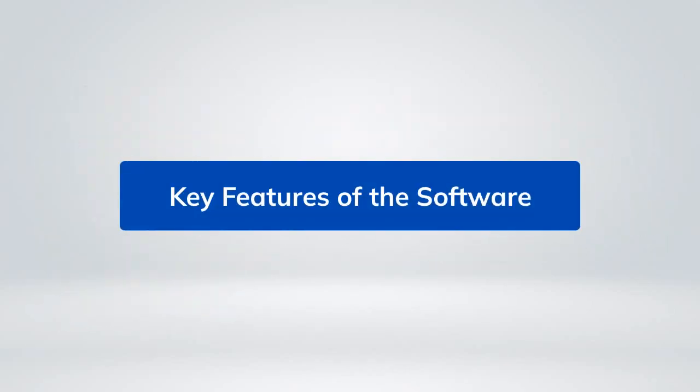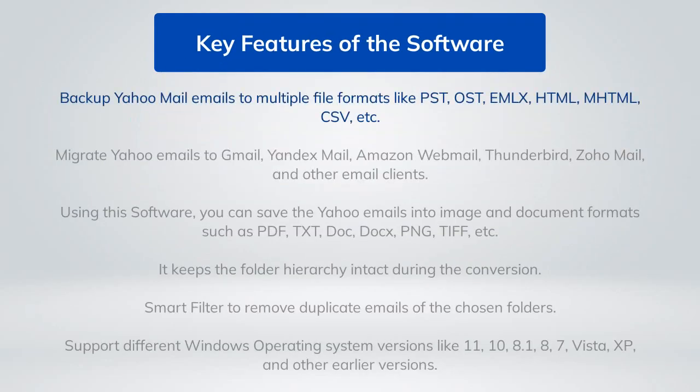Now, let's understand some salient key features and benefits of the tool. Backup Yahoo Mail emails to multiple file formats like PST, OSD, EMLX, HTML, MHTML, CSV, etc. Migrate Yahoo emails to Gmail, Yandex.Mail, Amazon Webmail, Thunderbird, Zoho Mail, and other email clients. Using this software, you can save the Yahoo emails into image and document formats such as PDF, text, doc, docx, PNG, TIFF, etc. It keeps the folder hierarchy intact during the conversion.